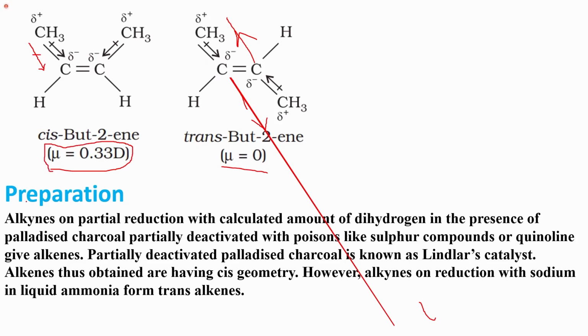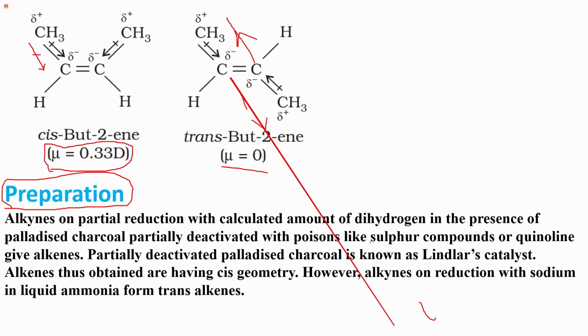Now the topic is preparation. How can we prepare this kind of molecule? So the question is: alkynes on partial reduction with a calculated amount of dihydrogen in the presence of palladised charcoal partially deactivated with poisons like sulfur compounds or quinoline give the alkene.